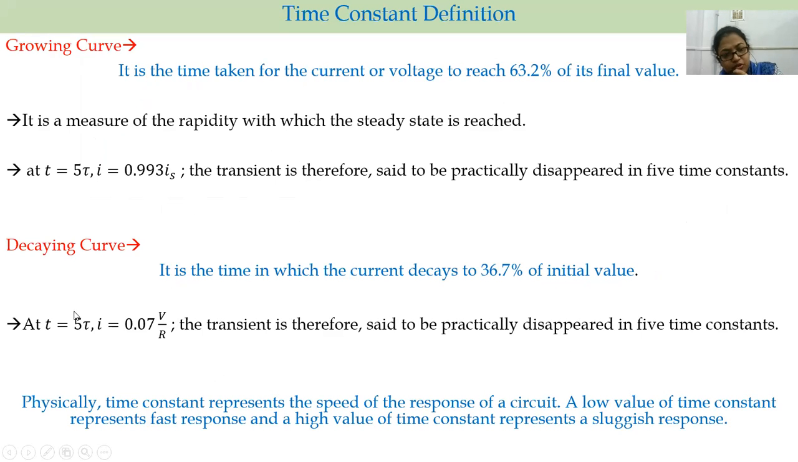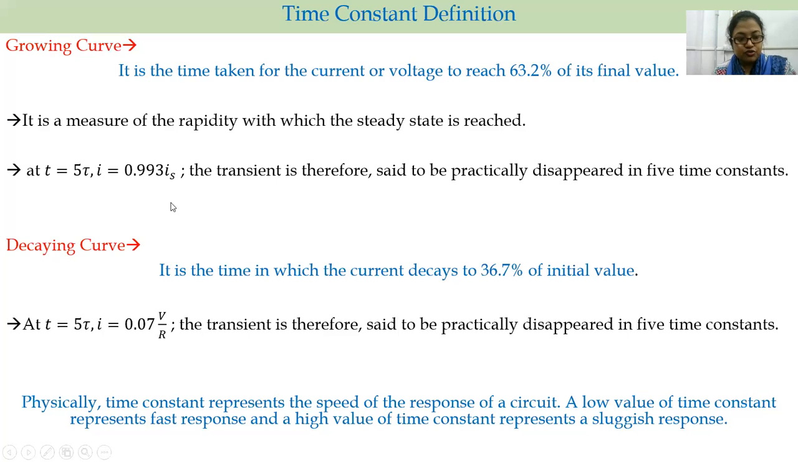Now, for any system, if the time constant is more, say suppose one system's time constant is 10 milliseconds and another system's time constant is 1 millisecond, then obviously the 1 millisecond system's response will be faster compared to the 10 millisecond one. So we can say the 10 millisecond system is sluggish, a slow system, but the 1 millisecond system is a fast or rapid system, and we always want that kind of system where we can get a quick response.